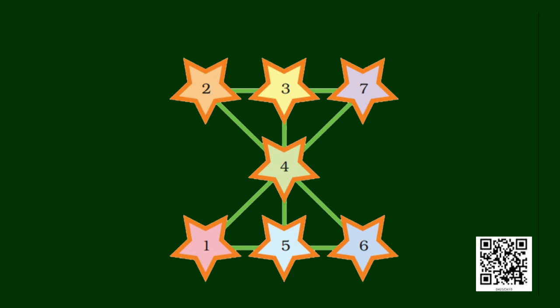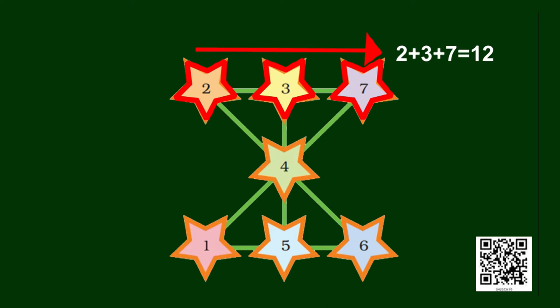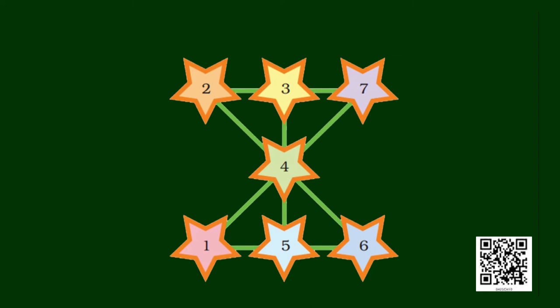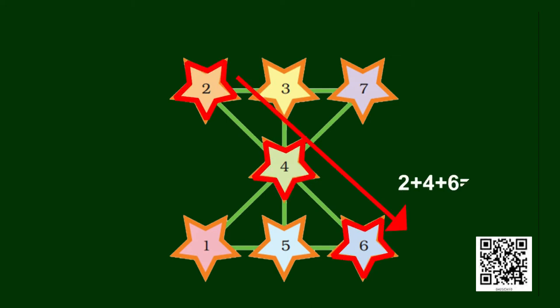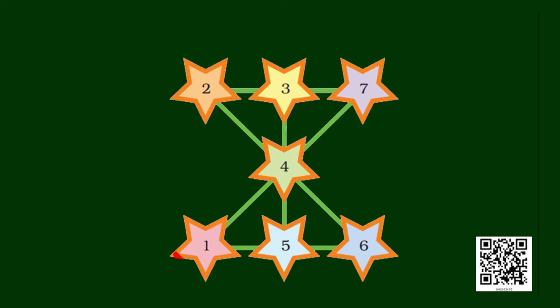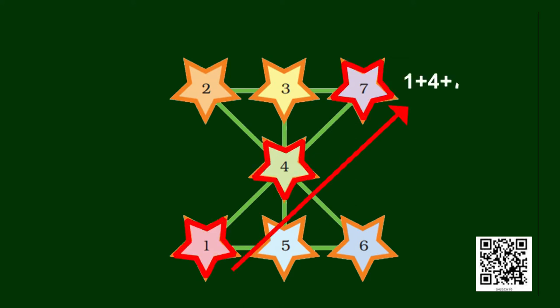Is that the only speciality? No. You add up the numbers along the lines. If you add 2 plus 3 plus 7, what will you get? Exactly, you are getting 12. Now add the numbers along the diagonal, which is 2 plus 4 plus 6. What are you getting? Oh, this is also 12. Now add 1 plus 4 plus 7, which is the other diagonal.